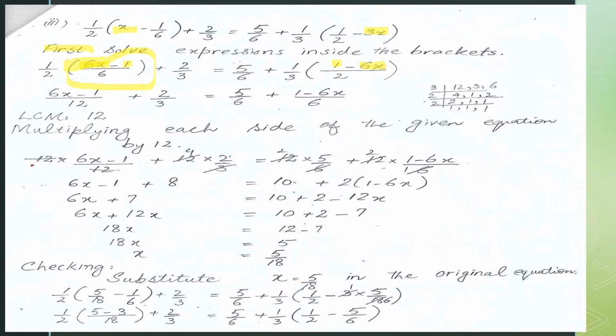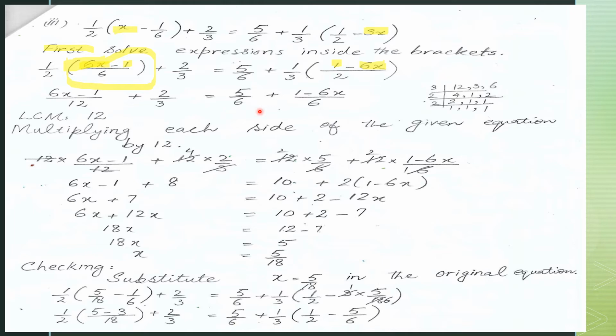Now solve this. Now this 1 by 2, the fraction that is outside the parenthesis, you will multiply inside the bracket. 6x, 1 is going to multiply the numerator and 2 is going to multiply by the denominator. Denominator is 6. So 6 multiplied by 2 gives you 12. 1 multiplied by 6x minus 1 will be the same. Plus 2 by 3 is equal to 5 by 6. Same, the numerator is going to multiply by the numerator. Denominator is going to multiply by the denominator. 3 multiplied by 2 gives you 6.